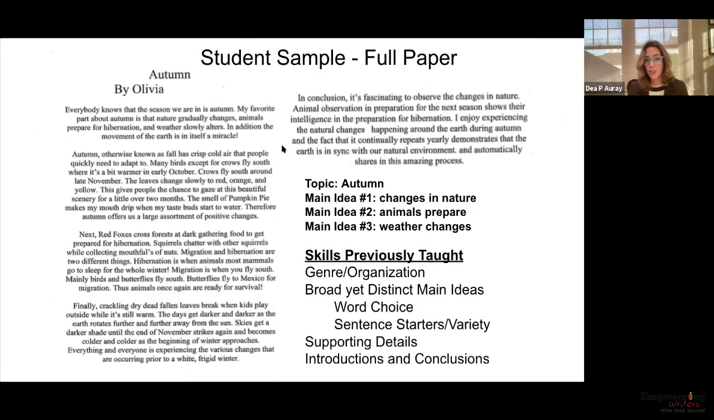The red flag for me when she started is this: changes in nature, animals prepare, and weather changes. All of those, especially changes in nature and weather changes, are going to overlap in some way. So they really weren't distinct enough. If she had done a better job with a broad yet distinct main idea, we would not have paragraphs where she's talking about changes in nature and what the animals are doing. And then she also has a paragraph on animals prepare, where she talks about what the animals are doing. So clearly those are in the wrong spot.